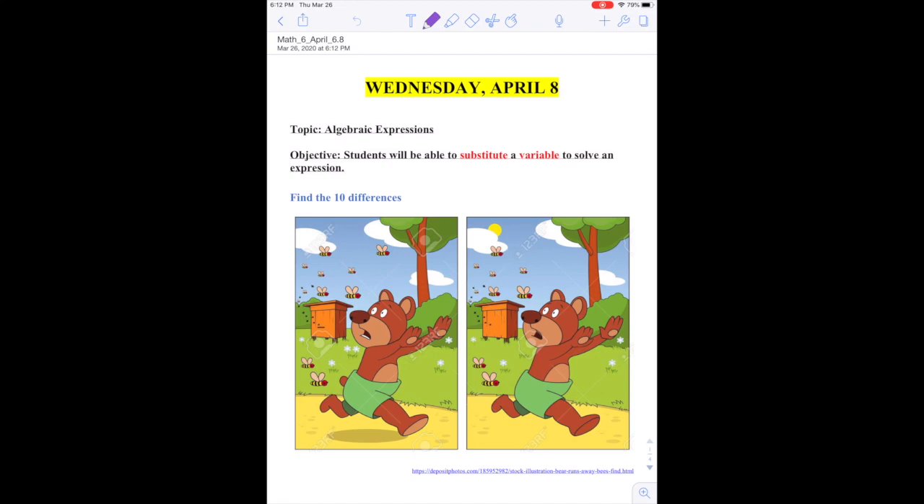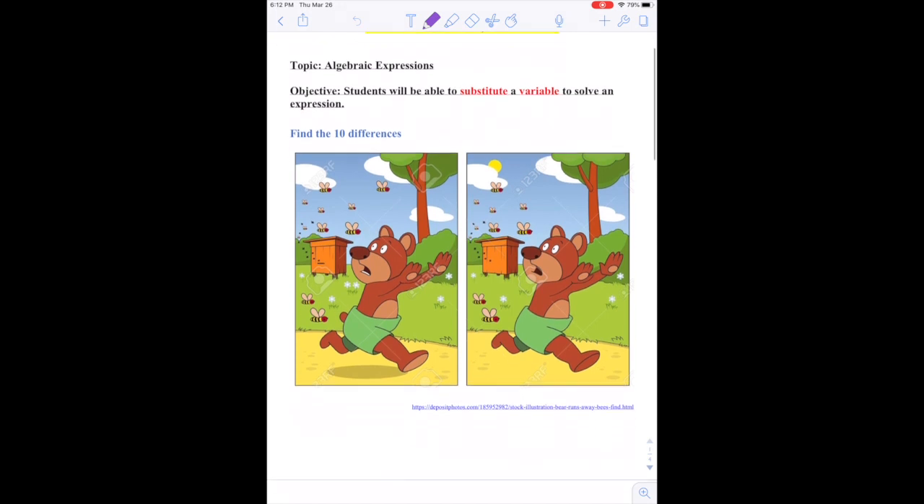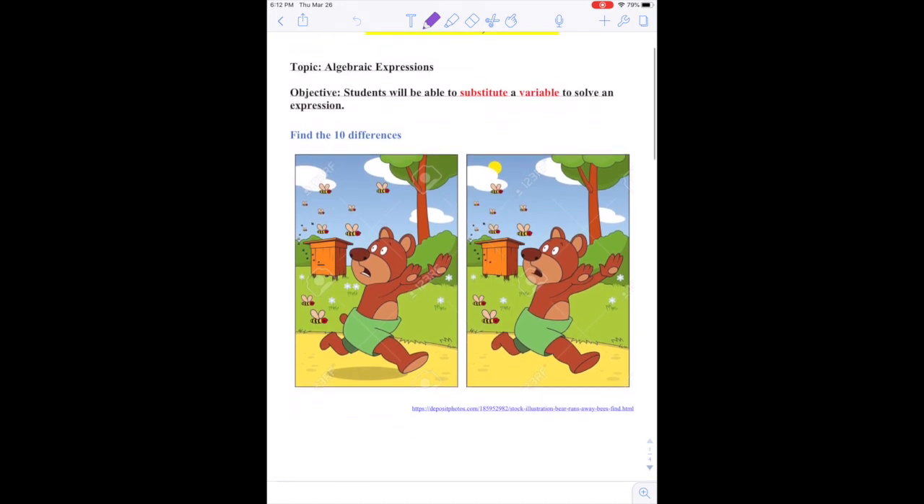Today our objective, we're going to be able to substitute a variable to solve an expression. So the first thing you can do is take a little time to find the 10 differences in today's image. Again, this is just kind of our opener that we did in class together. I thought it'd be fun for us to continue while we did distance learning. Nice spot is that you don't have to share the whiteboard pen with anyone else, and you can find all 10 differences by yourself.